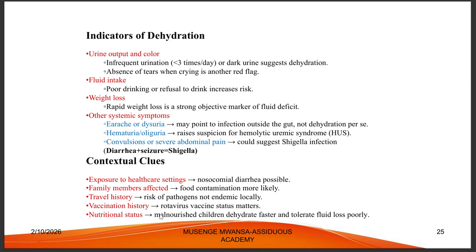Vaccination history. You look at the vaccination, whether they've been vaccinated against rota. If not, that might be a problem. You need to make sure they are vaccinated. Nutritional status. Is this patient malnourished? Because malnourished children dehydrate faster.